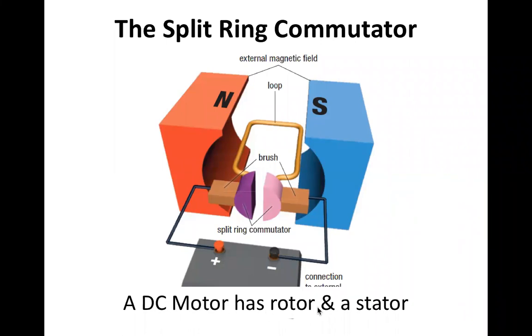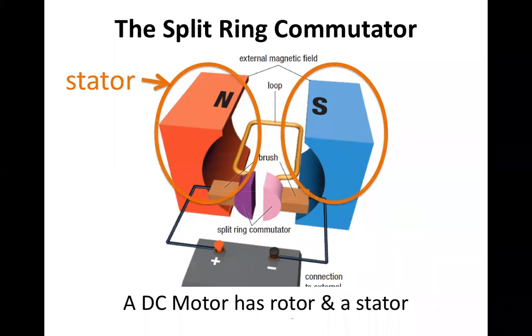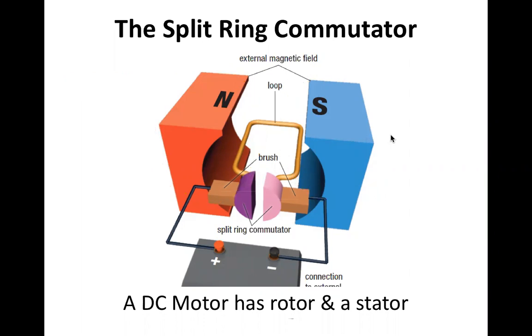A DC motor has a rotor magnet and a stator magnet. So here is the rotor magnet. This is the part that rotates. And here is the stator magnet. It's the one that stays. So the rotor magnet is an electromagnet. It's not always magnetic. It depends on whether there's current running through it. But the stator magnet is a permanent external magnet.